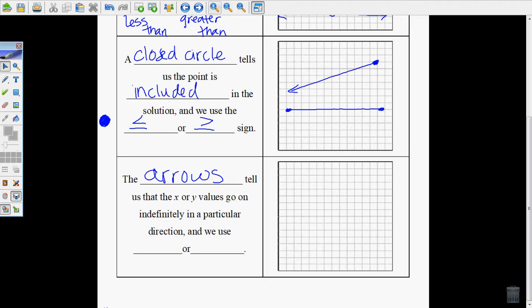So, if I go on forever from the left to the right, what is forever called in math? Infinity. So if I'm going to the left, what kind of infinity is that? Negative. And if I go to the right, positive.